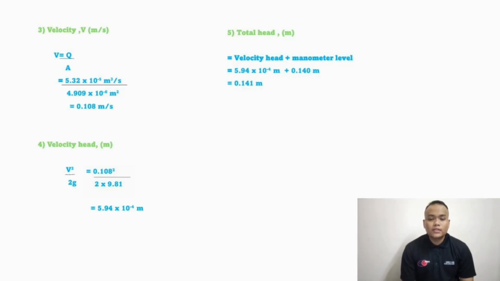Alright, the last calculation is to find the total head, in unit meter. To find the total head is velocity head plus manometer level. The manometer level is the data from the experiment. So the velocity head is 5.94 × 10⁻⁴ meter plus 0.14 meter. So we get the answer 0.141 meter for total head.